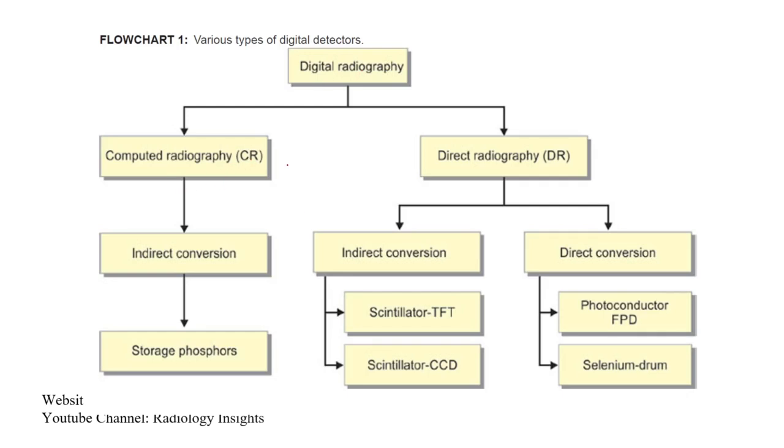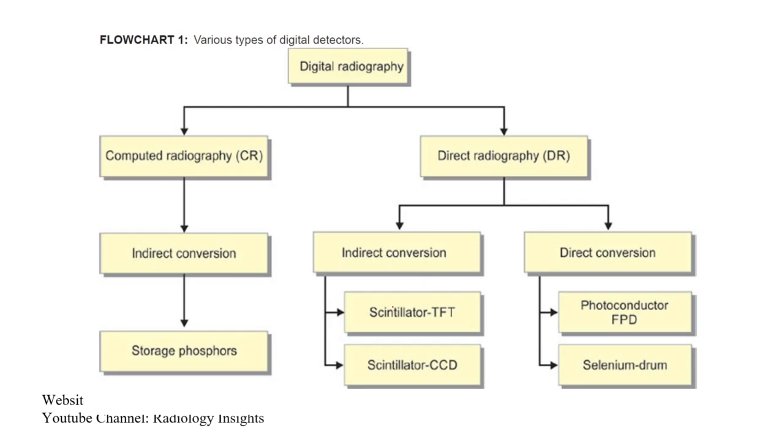One, we have computer radiography. Second, we have direct radiography. Computer radiography and direct radiography. Computer radiography is an indirect conversion using storage phosphors, which we will deal with in this class. In the next class, we will learn about direct radiography, which includes indirect conversion and direct conversion.